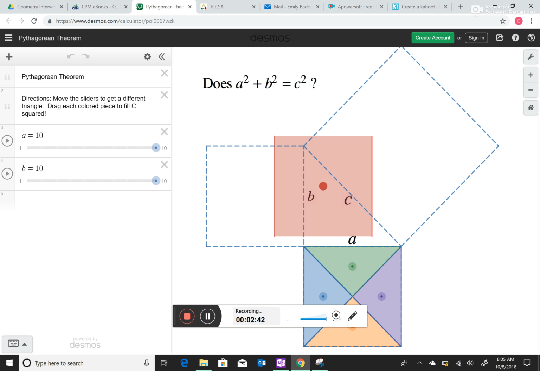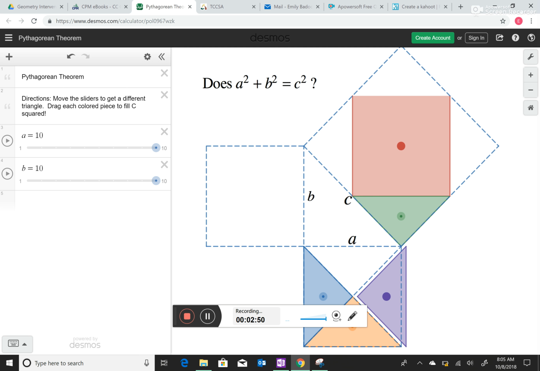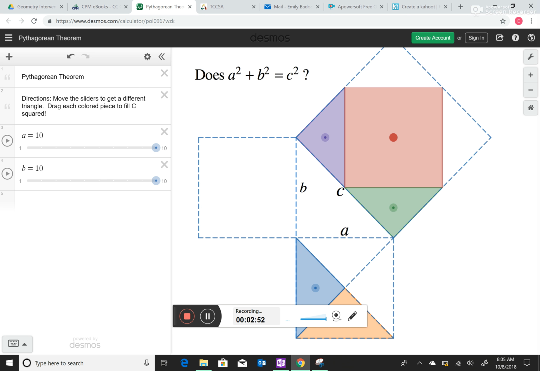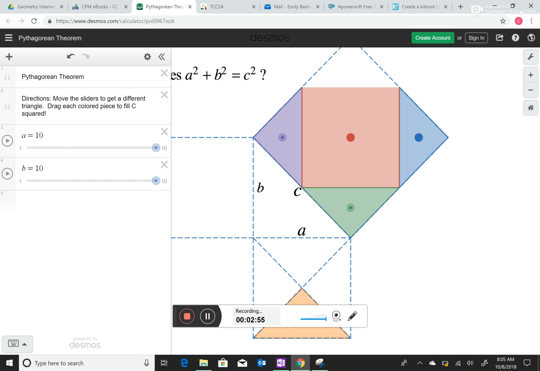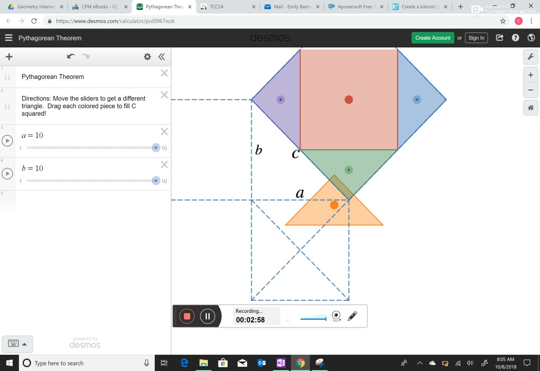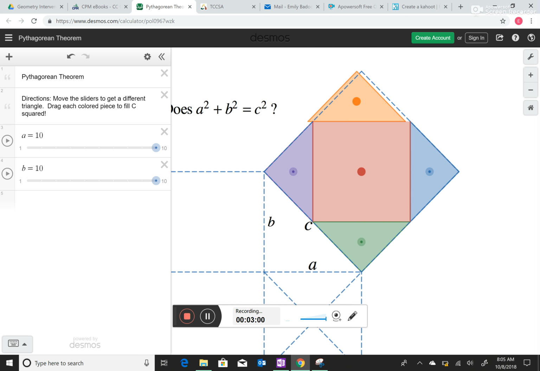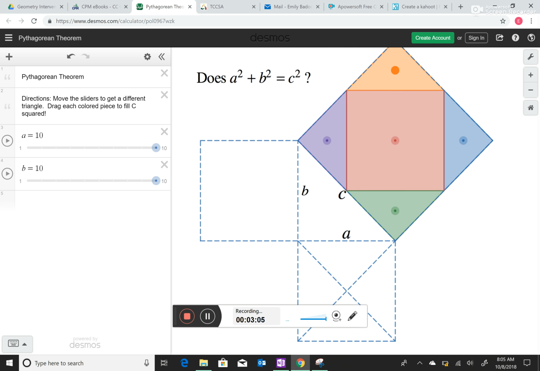I'm going to drag this over, and then see if all of these triangles can fit into the square, which as you can see, they do. The reason we can use this formula is that when you take b squared and a squared and fit them into c squared, they all fit evenly. That's why we can make this equation equal. We're adding those squares together, and they are equal to c squared.